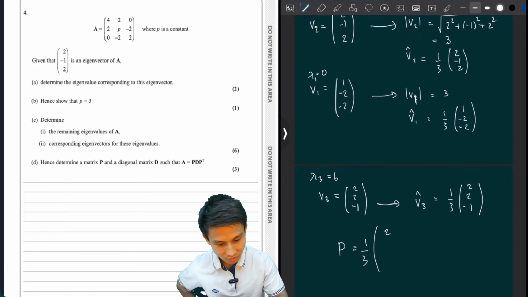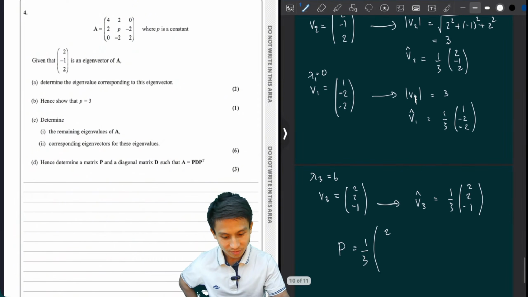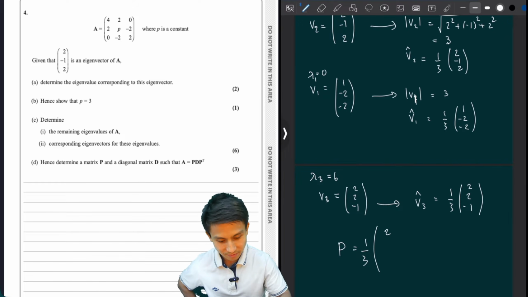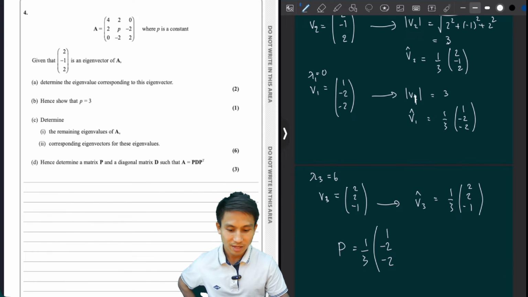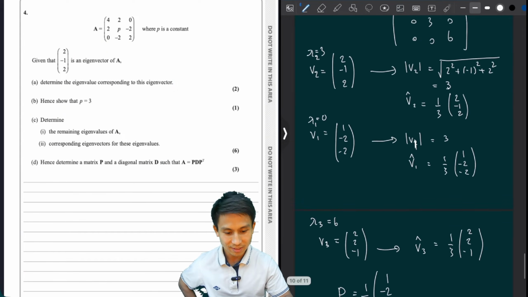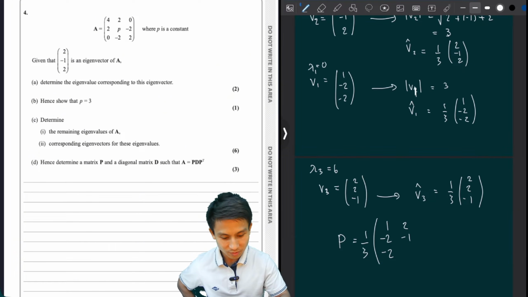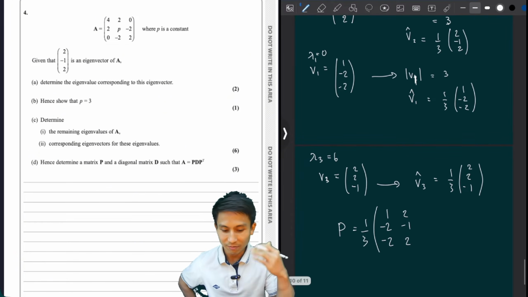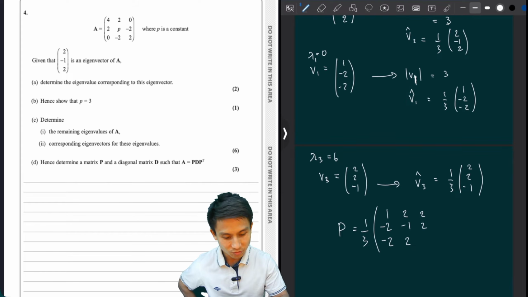So we get 2, wait, no. 0, this one, yeah, is, hang on. 1 minus 2 minus 2. And then we go to lambda 2, which is for the 3 there. So I put 2 minus 1, 2. And for the lambda 3, I'm going to have 2, 2 minus 1.